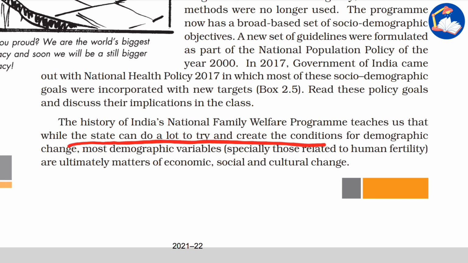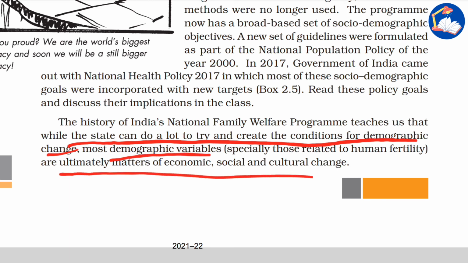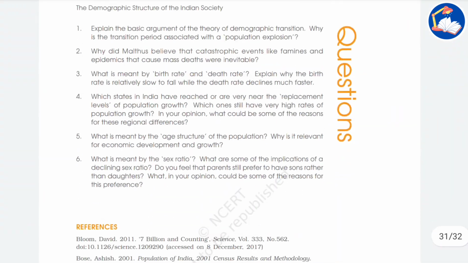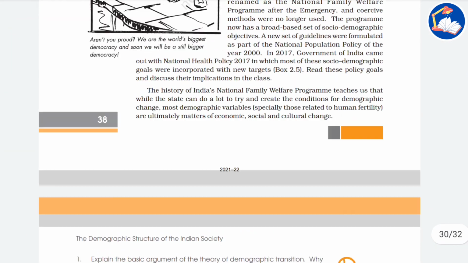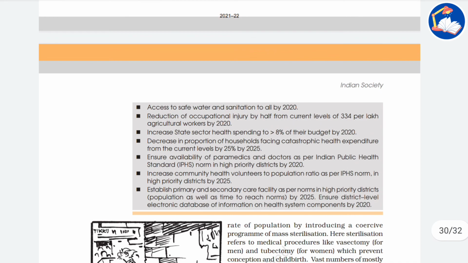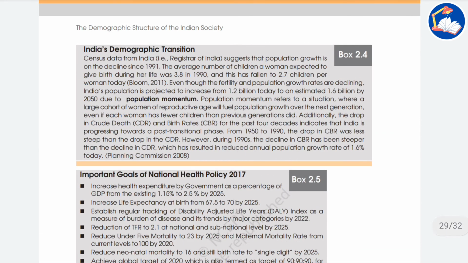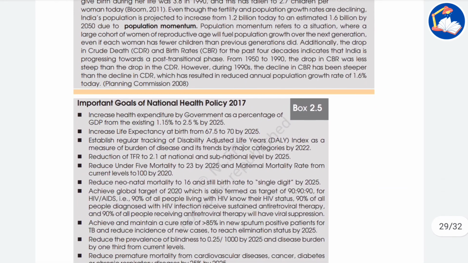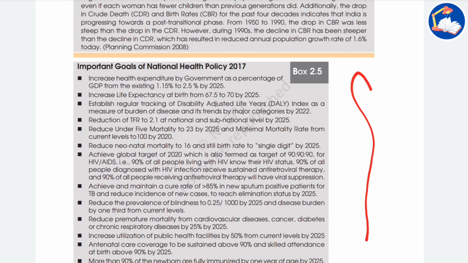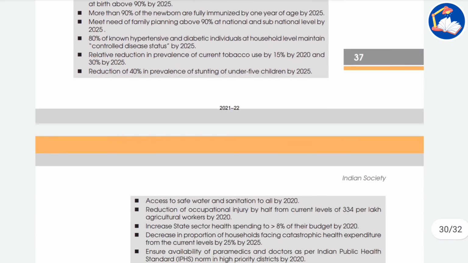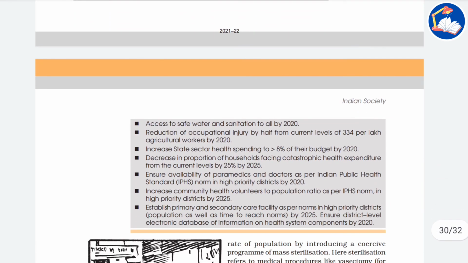The history of India's National Family Welfare Program teaches that while the state can do a lot to try and create the conditions for demographic change, most demographic variables are ultimately matters of economic, social, and cultural change. So this was about basically the demographic structure of Indian society, and you can look into the important goals of the National Health Policy of 2017. Just read through this because whenever a question arises based on population, these points can be applied in your mains answer.